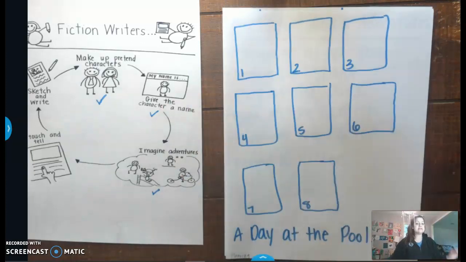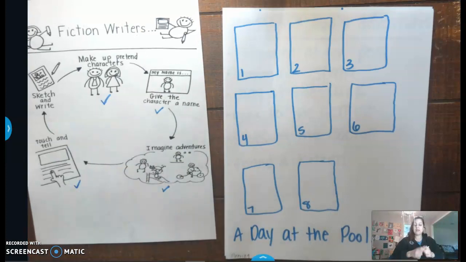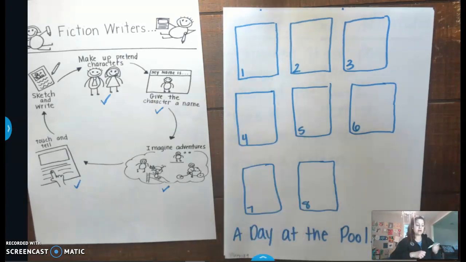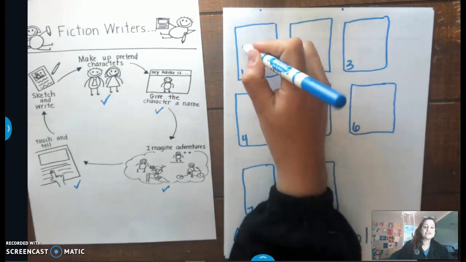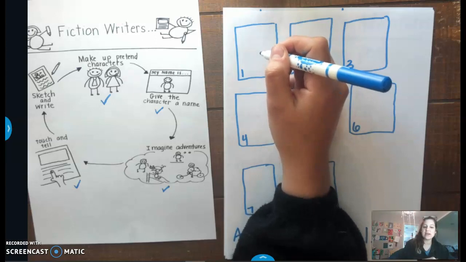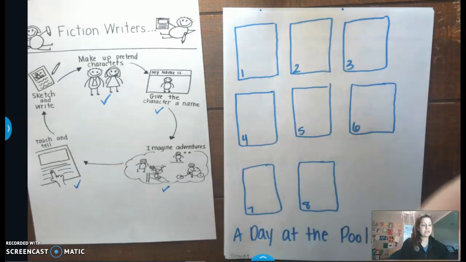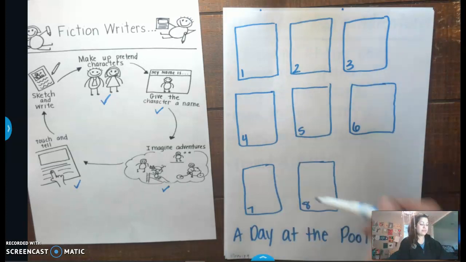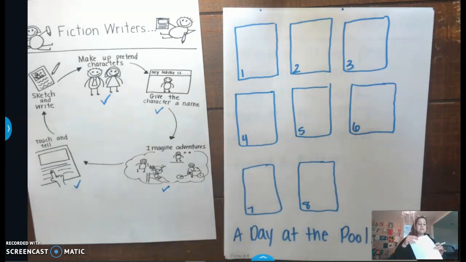So now I've done my touch and tell. Here is where I'm going to start writing my story. And if you want, notice I don't have anything on here. As I did my touch and tell, I could draw a little sketch. Remember, a sketch is just no details, no color, something quick in each of the boxes. That'll help me so that when I go to my pages, I know what I'm going to write about.